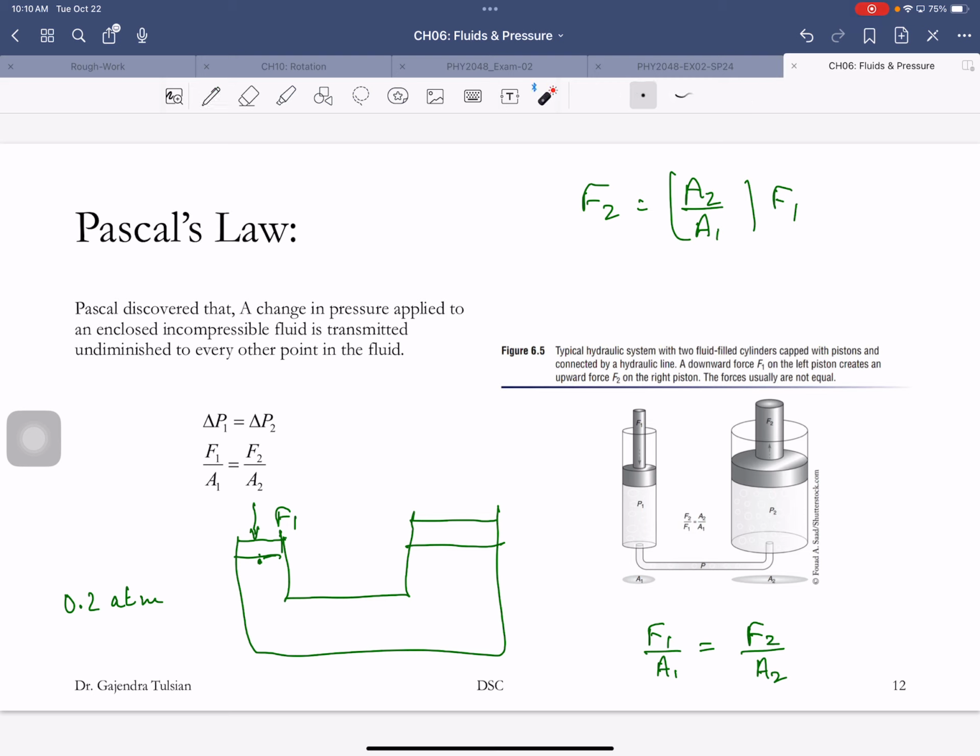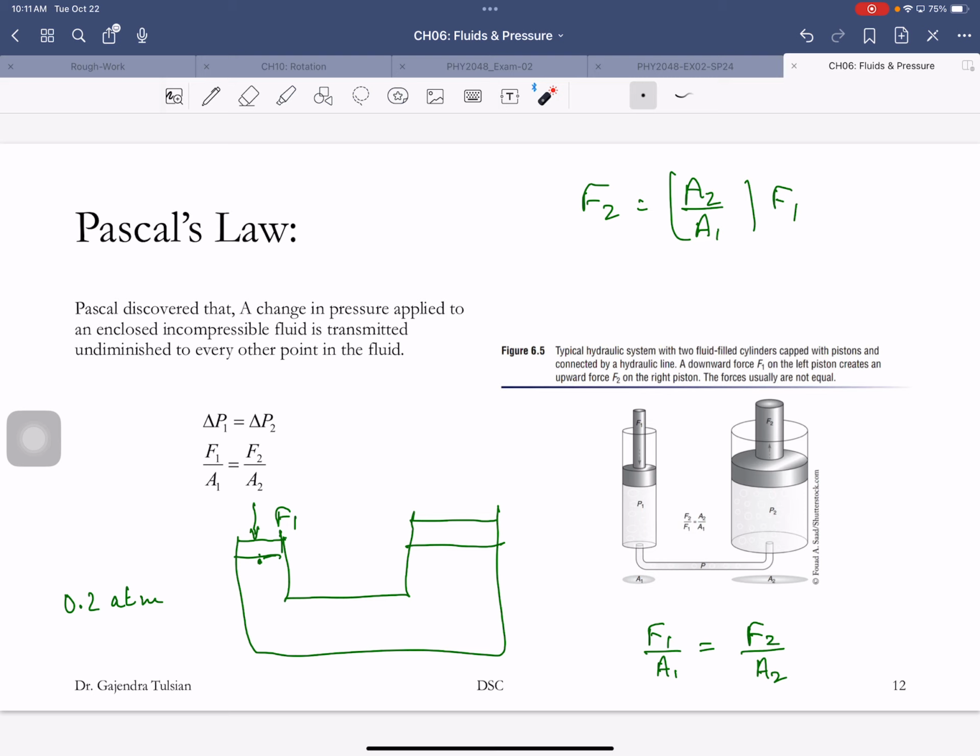All right, so, well, what did this do? This is the output force, okay? So if A2 is greater than A1 by a factor of 10, so if this area is 10 times this area, then the output force is 10 times the input force. Okay? And that's not hard to do. You push down with a force of 10 pounds, and you can lift up 100 pounds. You got a force multiplier.